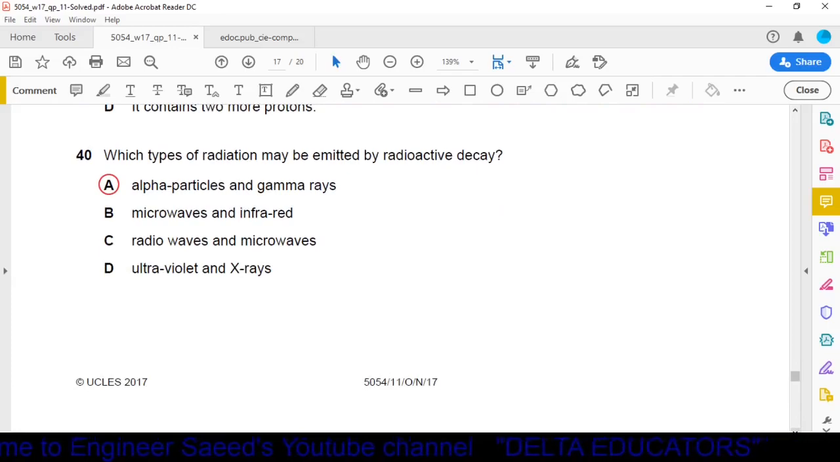Question number 40. Which types of radiations may be emitted by radioactive decay? In the topic of radioactivity, we have studied that three types of radiations are emitted out, and the names of these three radiations are alpha, beta and gamma. Now we will read our options. In option A, it is given alpha particles and gamma rays. In option B, microwaves and infrared. Option C, radio waves and microwaves. Option D, ultraviolet and X-rays. So it is very clear that option A is the correct one, alpha particles and gamma rays.